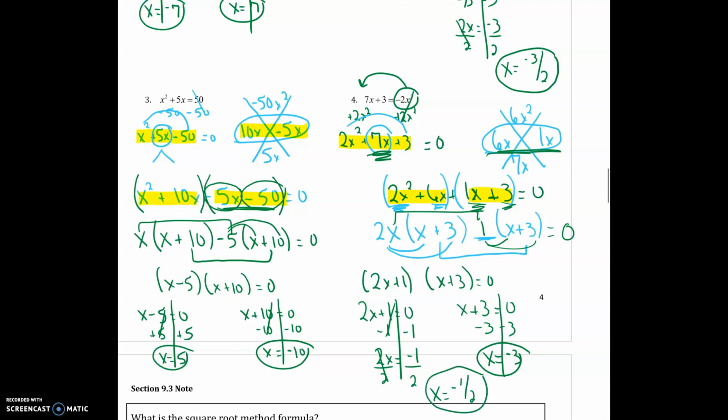Again, on the Go formative assignment that you're about to complete, you'll be leaving this as a fraction. You will not be turning this into a decimal.